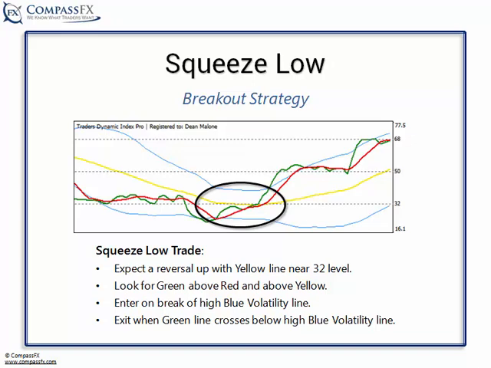This is the squeeze low. Just opposite the squeeze high, look where it's at. It's down there by the 32 level. And again, we're expecting more than likely for a reversal back to the upside, because it's highly unlikely it's going to try to make another move down, but it might if there's an unexpected economic announcement. So what we're going to be looking for here is an expectation of a reversal up with the yellow line near the 32 level. Look for the green above the red and above the yellow. Enter on a break of the high blue volatility line, and then look to exit when the green line crosses back below that high blue volatility line.